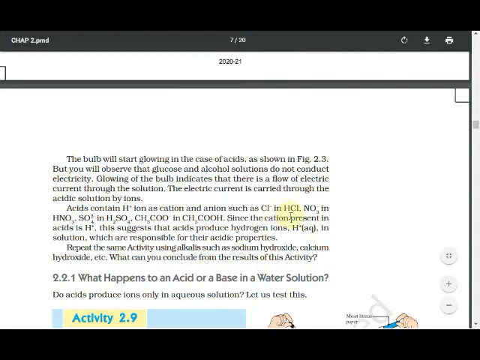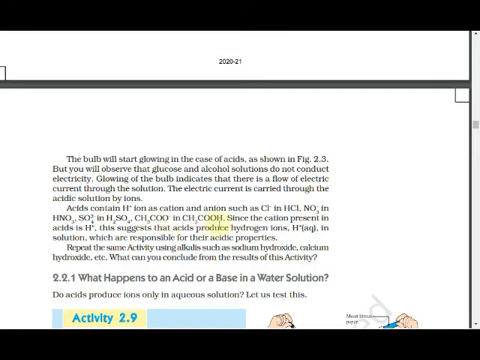Now what we are going to see here, HNO3. Acids contain H plus ions as cation and anions such as Cl minus in HCl, NO3 minus in HNO3 with H plus, and SO4 2 minus in H2SO4. Yes or no? H plus and SO4 2 minus. CH3COOH, CH3COO minus and H plus. So these two, cations and anions, are formed. Yes or no? Where? In the acids. Since the cation present in the acid is H plus.